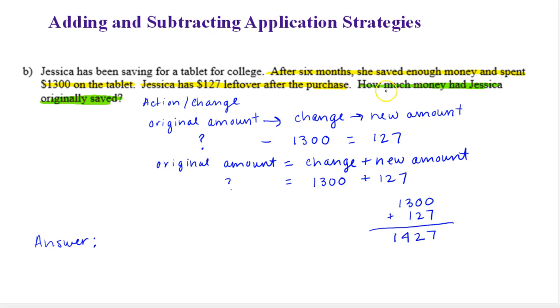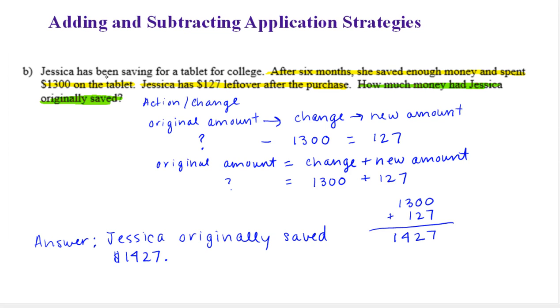Okay, so our answer here, going back to what we were trying to find, how much money had Jessica originally saved? So we'll write Jessica originally saved $1,427. And it's worth noting that you should stop and reflect on whether your answer makes sense. If we had subtracted 127 from 1,300, our answer would have been $1,173. Would it have made sense that she originally saved $1,173 and bought a $1,300 tablet? It wouldn't have made sense. So use the context.